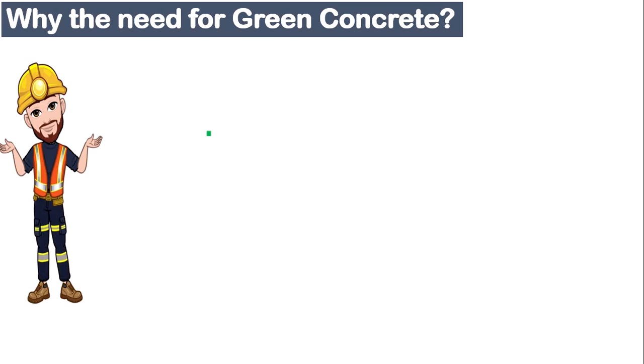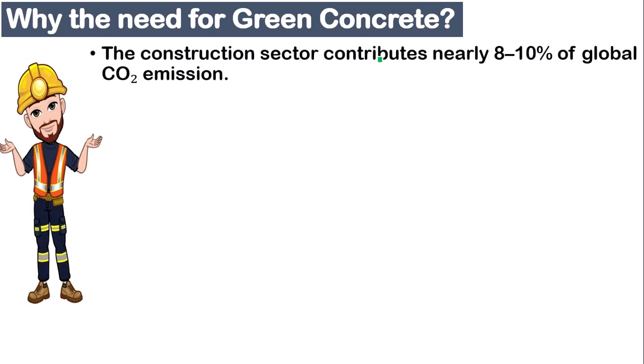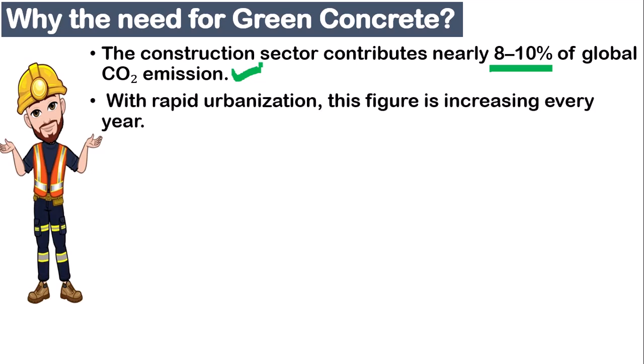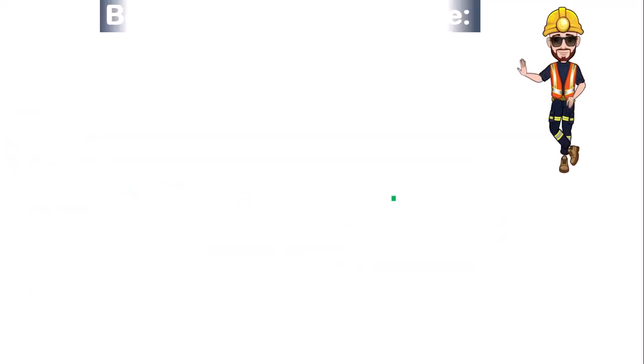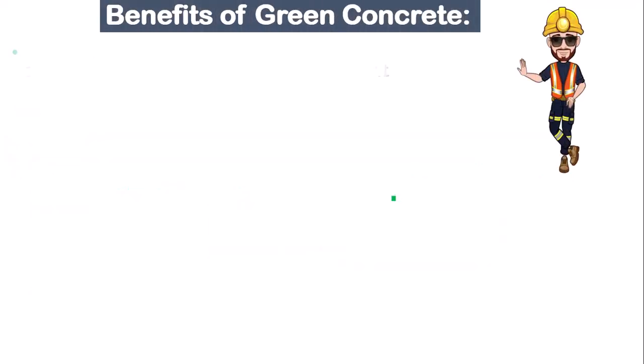The third question: why the need for green concrete? The construction sector contributes nearly 8 to 10% of global carbon dioxide emission. With rapid urbanization, this figure is increasing every year. Green concrete helps us reduce this environmental burden by lowering cement consumption and making use of materials that would otherwise go to waste.